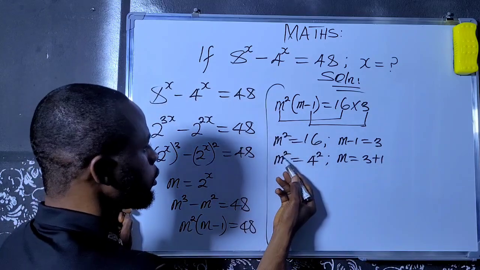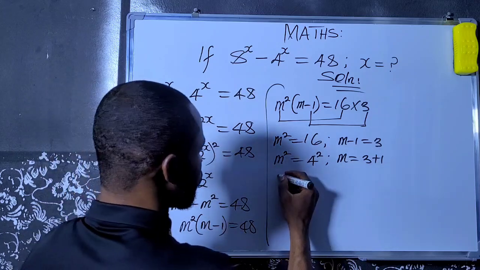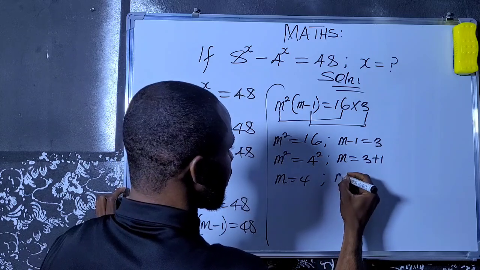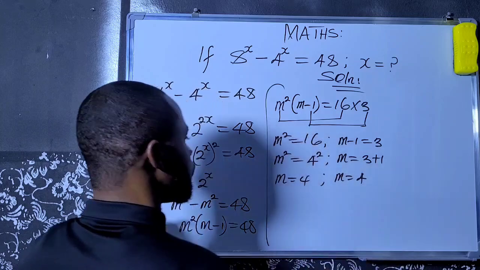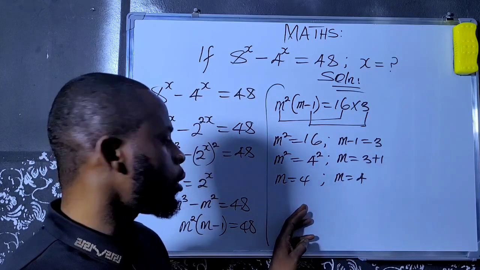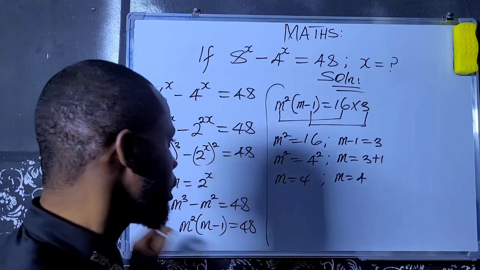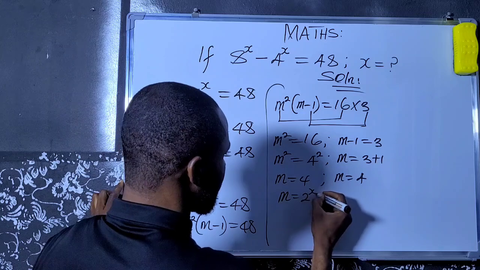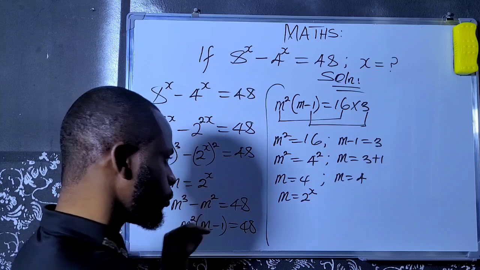Since the powers are the same, we are going to equate the bases. As such, m equals 4. Also here, m equals 3 plus 1, that gives us 4. Therefore, m equals 4. Then recall that you set m to be equal to 2 to the power of x. Therefore, m equals 2 to the power of x. Wherever you see m, you substitute 4.